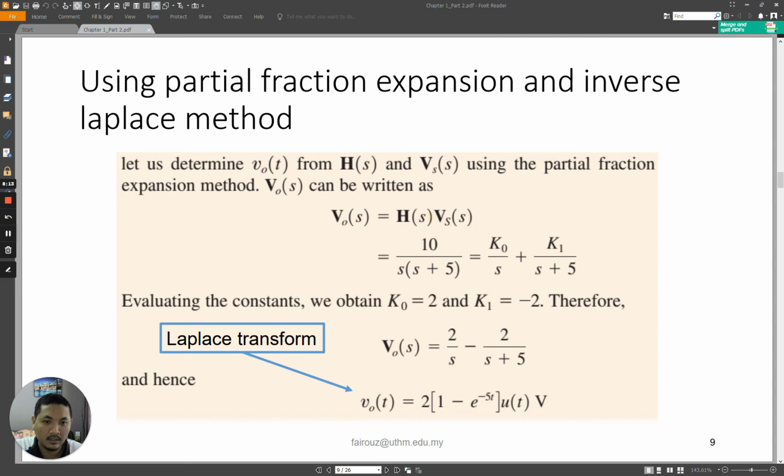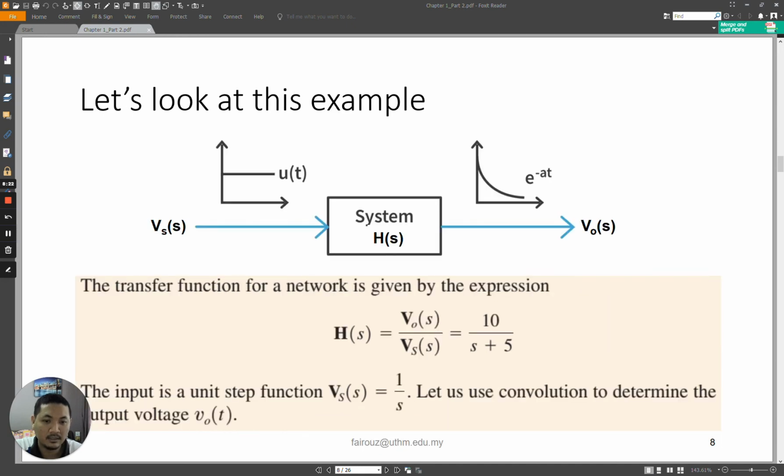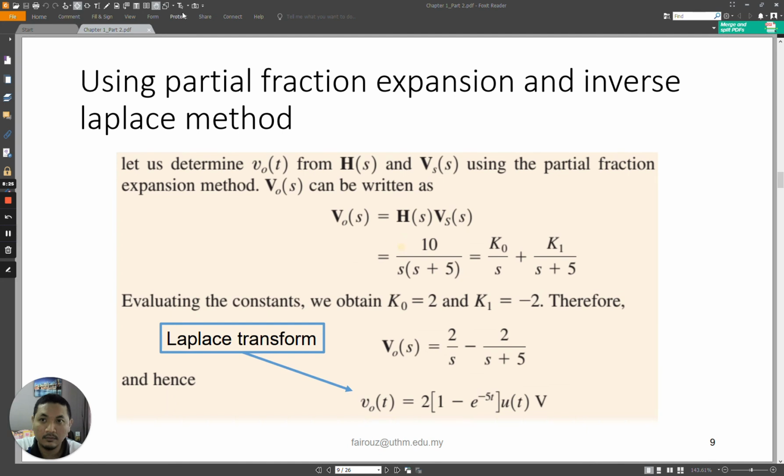Now what is H(s)? H(s) is 10 over s plus 5. What is Vs? Vs is 1 over s. So this is the multiplication of H(s) with Vs. Now we have to do partial fraction expansion, to expand this into this.